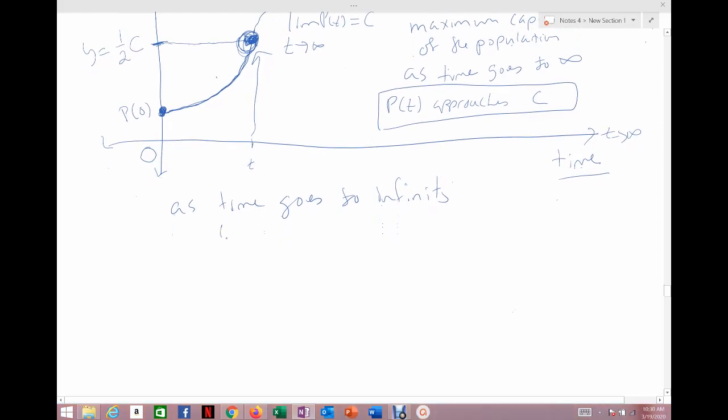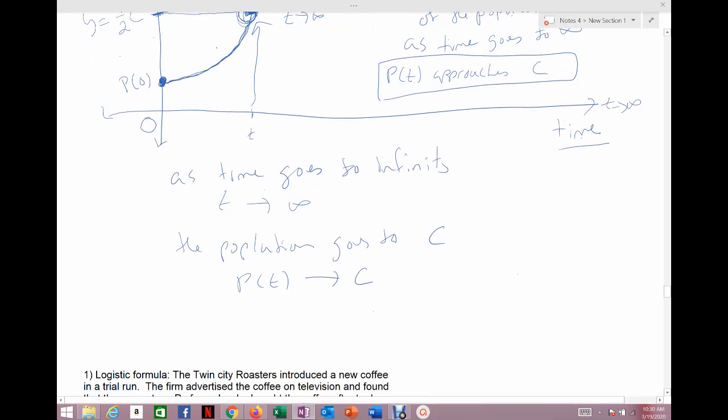We'll actually plug in numbers to see how this works. So as my t value goes to infinity, the population goes to whatever that c value is. So again, my function approaches that c value in the long run. All right, and that's not the only thing that happens. So the population goes to c.